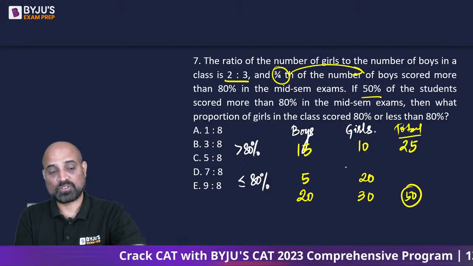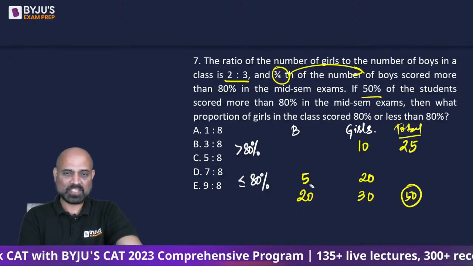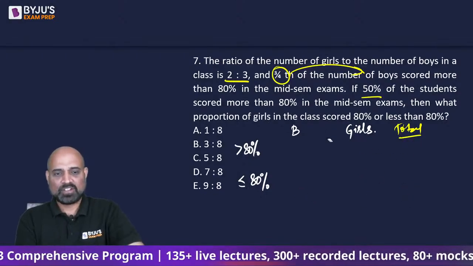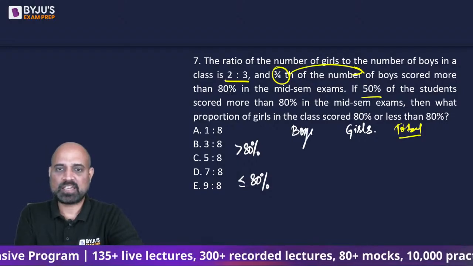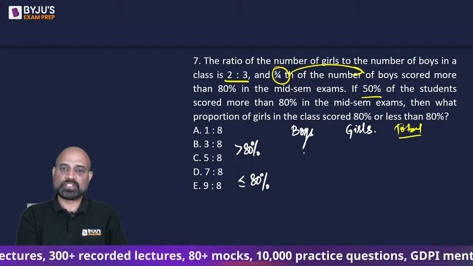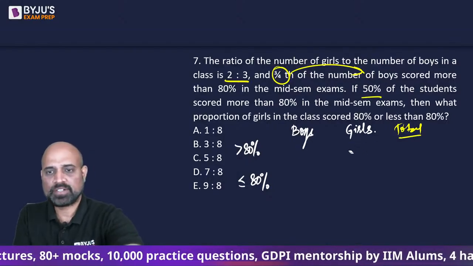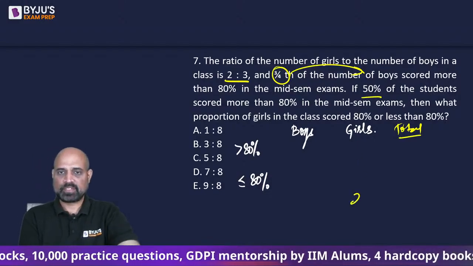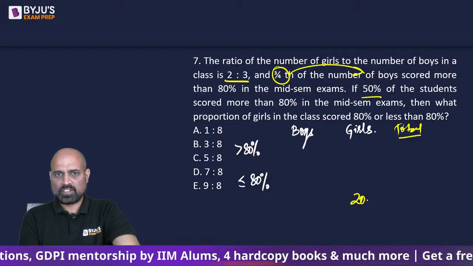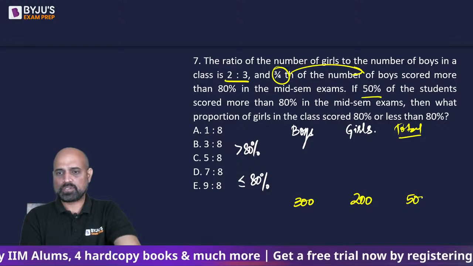ओके, सो मिस्टेक इधर हो गया बिकॉज पहले गर्ल्स लिखा हुआ है, क्योंकि मतलब वैल्यूज ही मैच नहीं कर रहे. So girls and boys are in the ratio 2:3. So what we'll do is we'll take them as 300 and 200. So 200 girls and 300 boys ले लेते हैं. हाँ चलेगा. So 200 girls, 300 boys, total 500 students.